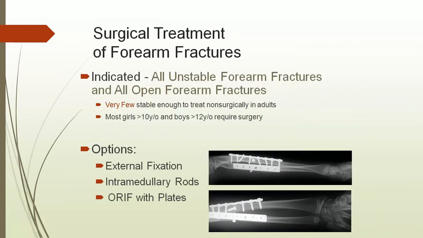Surgical treatment of forearm fractures is indicated for all unstable fractures and all open fractures, because very few are stable enough to treat non-surgically in adults, and most girls or boys greater than 10 years of age require surgery. What are the options of surgery? They are external fixation, intramedullary rods, and open reduction with plates.